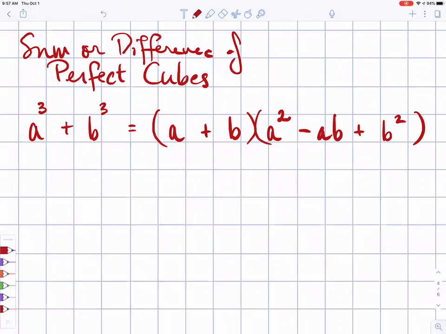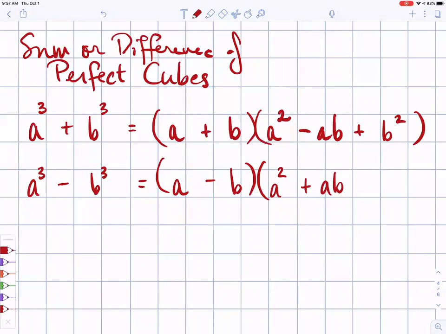Now, if you have the difference of two perfect cubes, it's almost exactly the same. Almost, but not quite. My binomial piece is going to be your plain old A minus your plain old B. Your trinomial will be your A squared, plus AB, plus B squared.